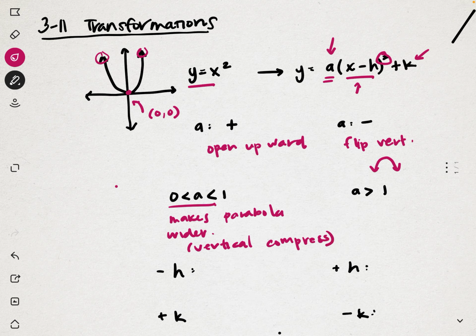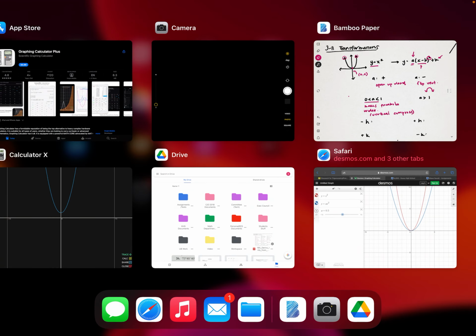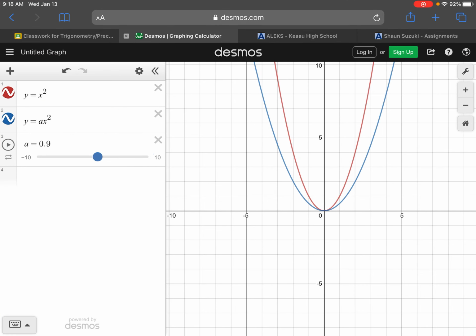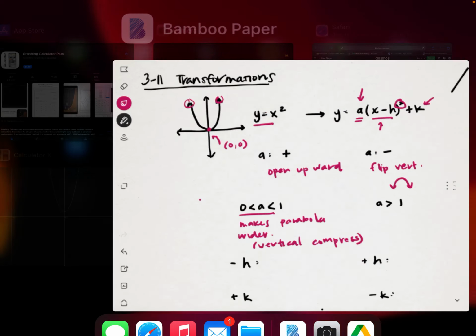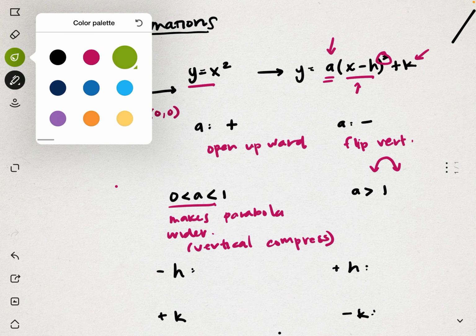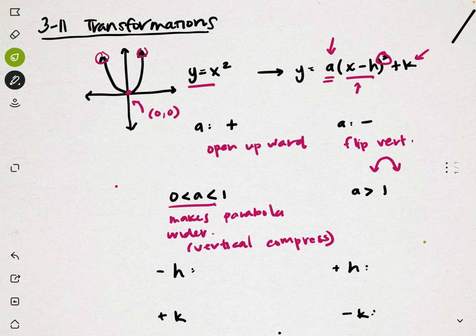Now if a is greater than 1, let's see what happens there. As a gets bigger and bigger, it stretches the graph, which means that the parabola is getting skinnier. Let's change colors here. If a is greater than 1, then this is going to be a vertical stretch, and that means the graph is skinnier.